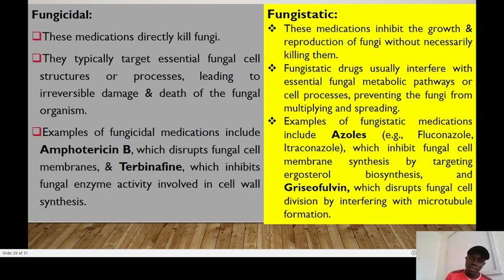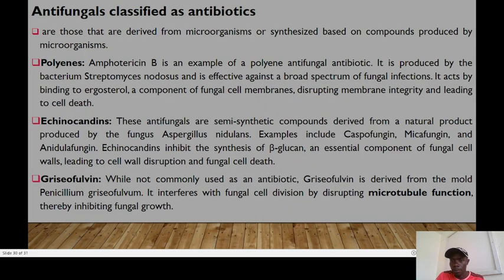On the other hand, fungistatic drugs usually interfere with essential fungal metabolic pathways or processes, and thus prevent the fungi from multiplying and spreading. Examples of fungistatic medication include the azoles, like fluconazole and itraconazole. These drugs work by inhibiting fungal cell membrane synthesis by targeting ergosterol biosynthesis. Apart from the azoles, we also have griseofulvin, which disrupts cell division by interfering with microtubule formation.